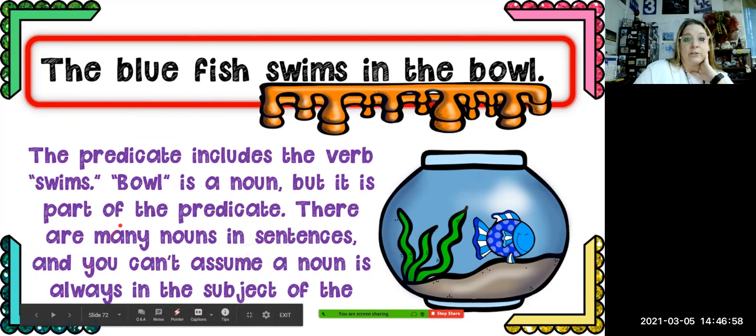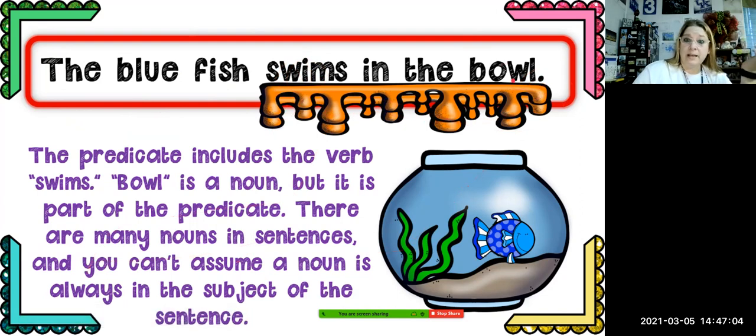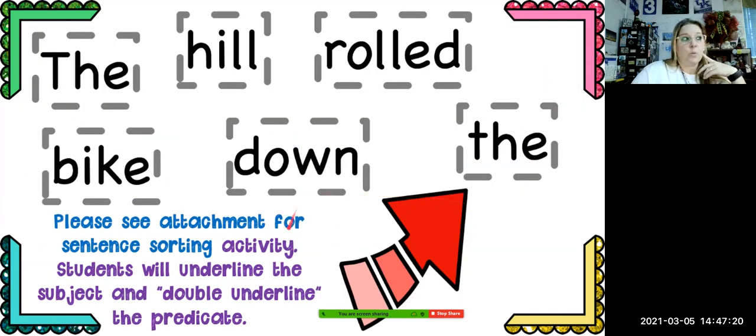The predicate includes the word swims, which is the verb. It includes the word bowl, which is a noun, but it is part of the predicate because it's telling what the fish is doing, okay? There are so many nouns in a sentence that you can't always assume that the noun is the subject of the sentence. So we're going to look at a couple of sentences on the camera.